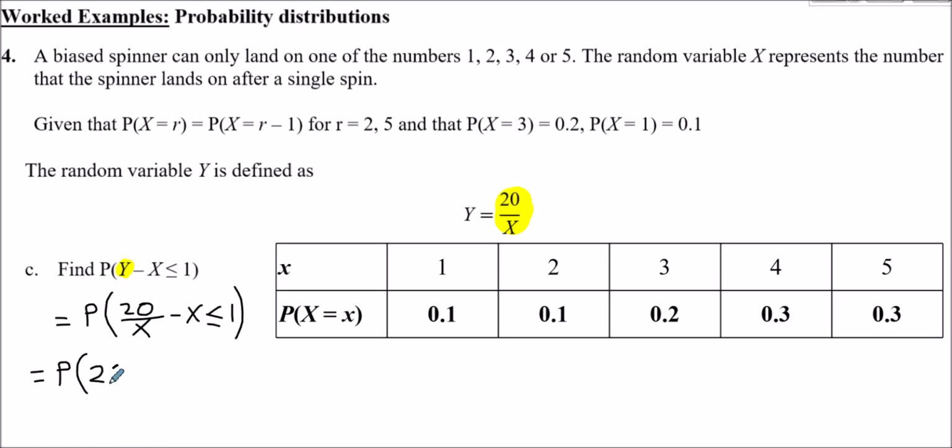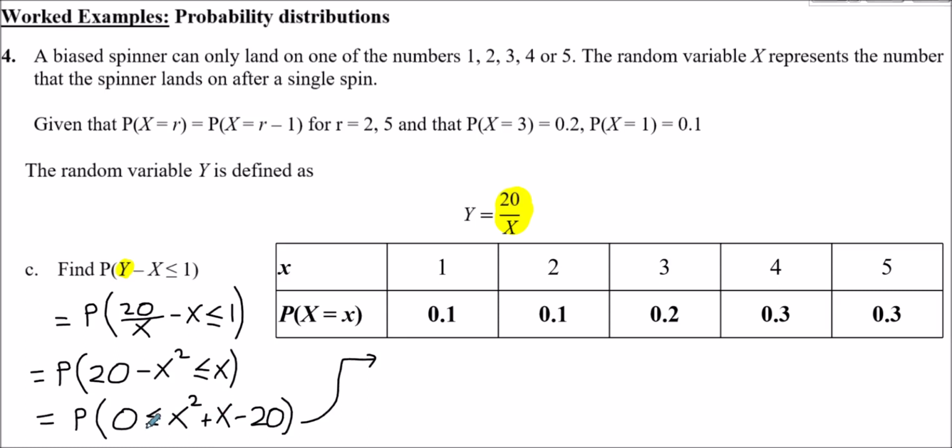So 20 over x becomes 20, minus x becomes minus x squared, 1 multiplied by big X becomes x. Now let's rearrange this so it's all on the same side of the inequality. If I subtract 20 and add x squared to both sides, I get x squared plus x minus 20, which has to be bigger than 0. Now this, you can hopefully see, will factorise. Can I think of two values which multiply together to give negative 20, but when I add them up give me positive 1? Those numbers are a positive 5 and a negative 4.